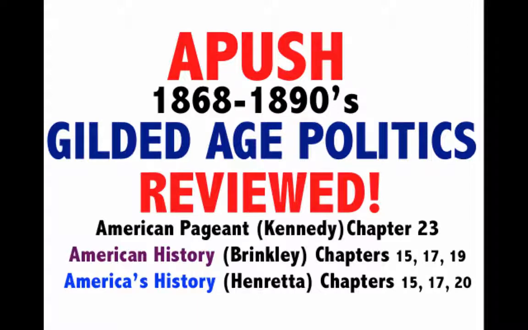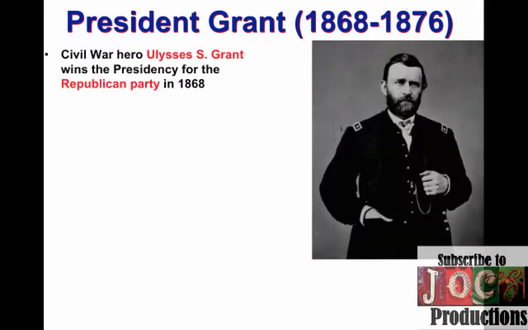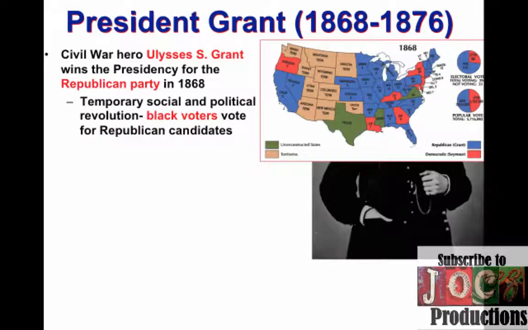Today we're going to take a look at Gilded Age politics, roughly from 1868 to the 1890s. And in 1868, there's an election, and President Grant, the Civil War general, wins the presidency for the Republican Party. This guy has no real political experience, but he was a hero, so he wins the presidency. And really a big part of his victory comes from the fact that there was a temporary social and political revolution going on in the South during Reconstruction when black voters were able to vote for the first time, and those black voters are voting for the Republican candidates. And the freedmen give the Republican Party a huge boost.